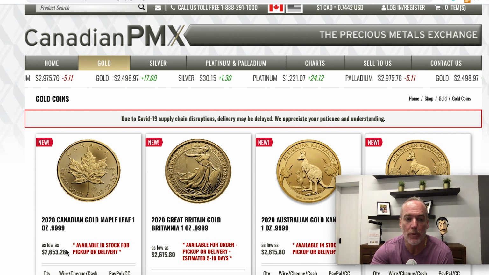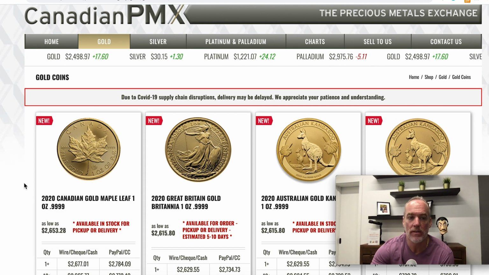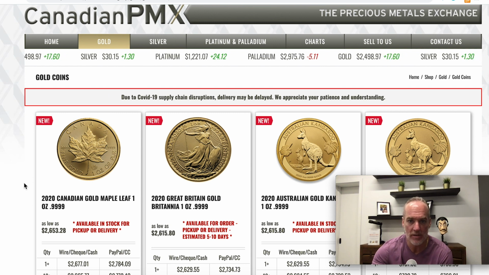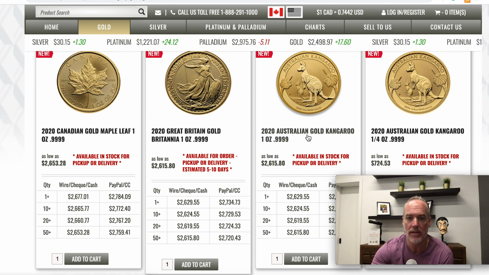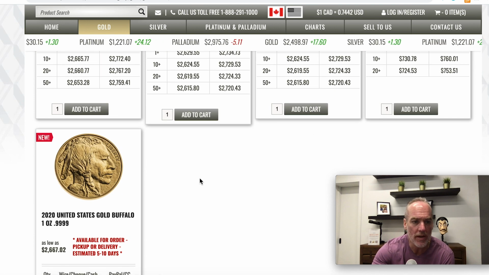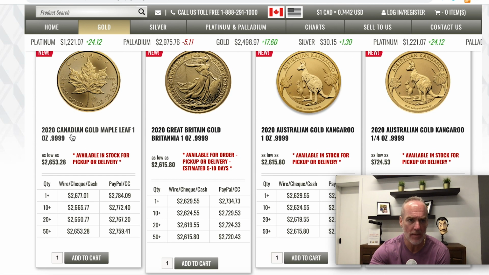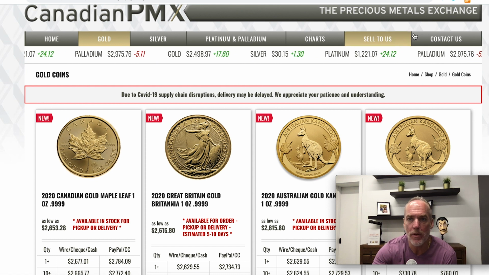It's $26.53. The reason for that is coins apparently have a little bit more labor involved in creating them, so they're priced a little higher. That's pretty normal. And you can see on here, you can get coins from all over the place. There's an Australian gold coin. There's a United States gold buffalo. Personally, I prefer the Canadian gold maples. And those are right there.